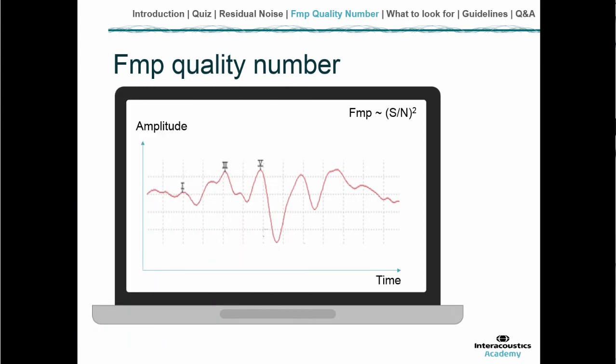Here we have the curve on the screen, and just for the diehards amongst us, I will explain how this FMP is calculated. We already know it relates to the signal to noise ratio. The noise is the residual noise, so that is the mathematical variance as I talked about previously. But what is then the signal? If we talk about FMP, the signal is analyzed over a wide range in time.